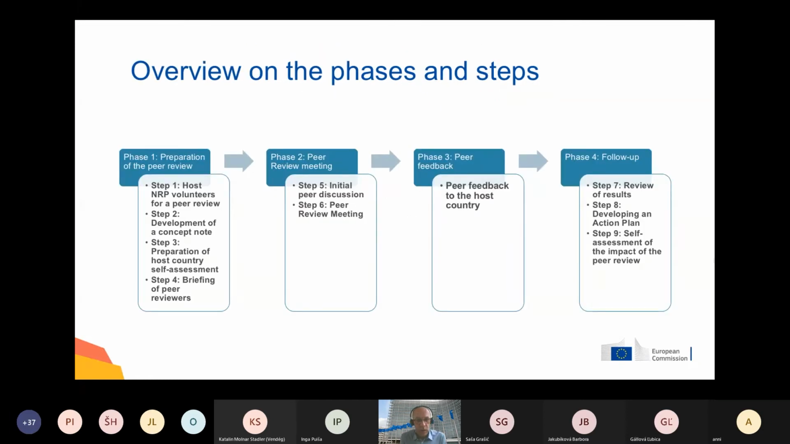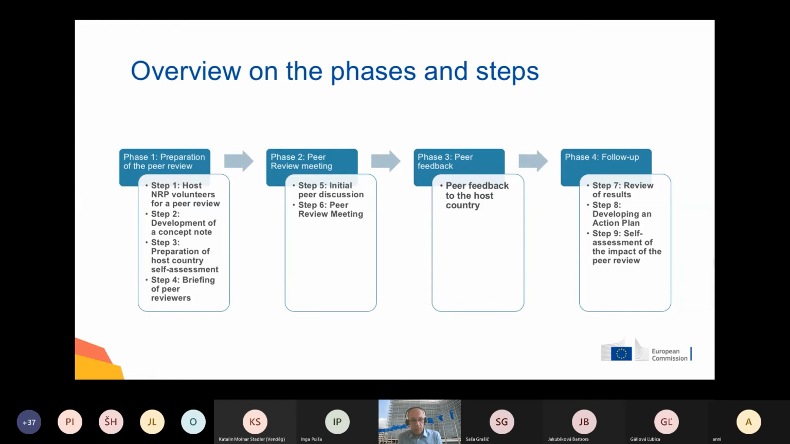So here you see an overview of the different phases that we have currently in our draft concept. There are 4 phases that we foresee. The first is the preparation. It's a bit the classic steps and phases, which you can probably already find as well in peer reviews at the VET provider level to a certain extent. So the first phase is the preparation of the peer review.